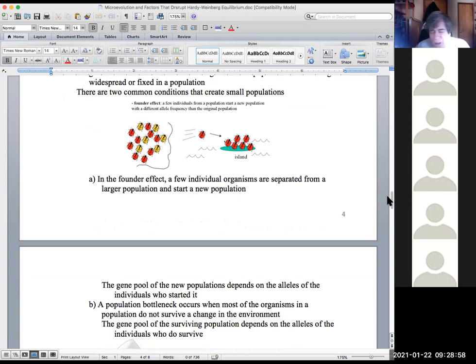Now you might ask how one individual could start a new population, but there have actually been some documented cases where one individual got separated from a larger population, and it was a female who was carrying eggs. Or some species have both male and female reproductive organs, so they can reproduce on their own. So there are a couple of ways that even a single individual might start a new population.